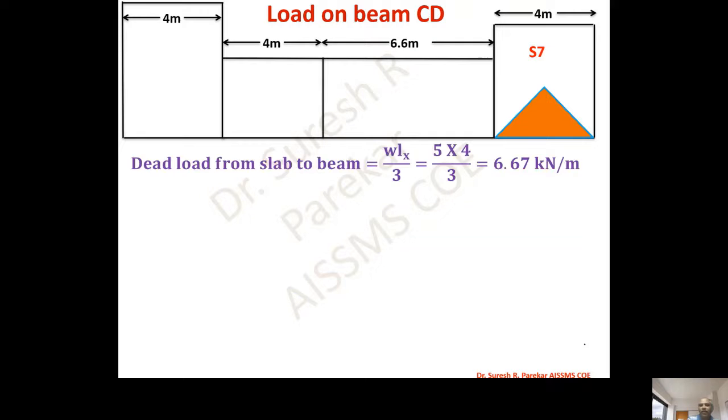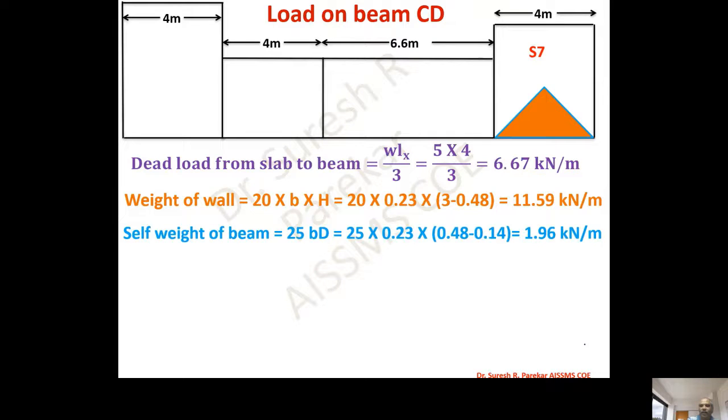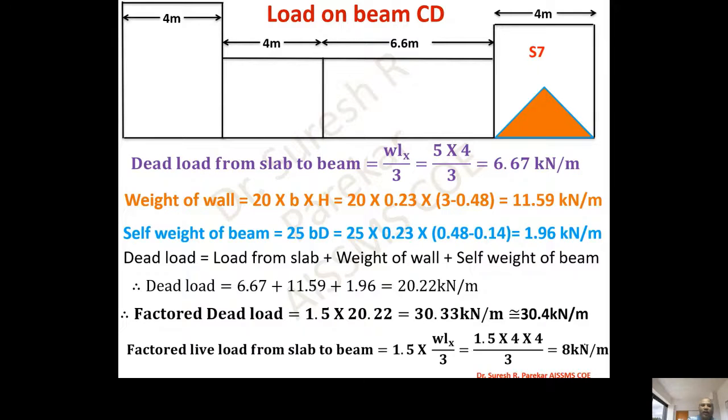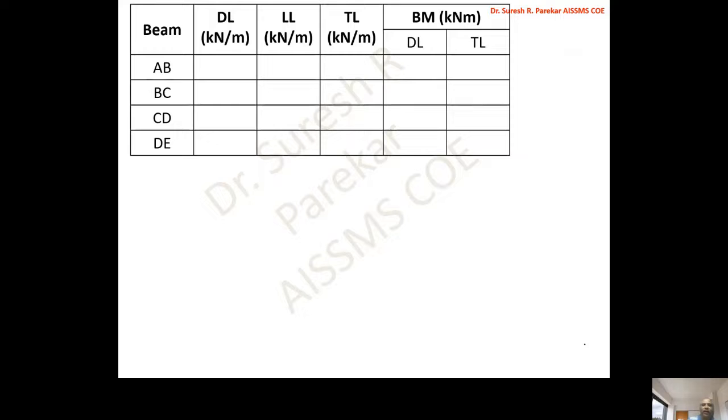Now load on beam CD again triangular, so WLx by 3, other values are as it is, and then we have factored dead load 30.4 kilonewton per meter, and factored live load we have 8 kilonewton per meter. So now we know dead load and live load. We will prepare a table and we will write the values for A, B, B, C, C, D, and D.